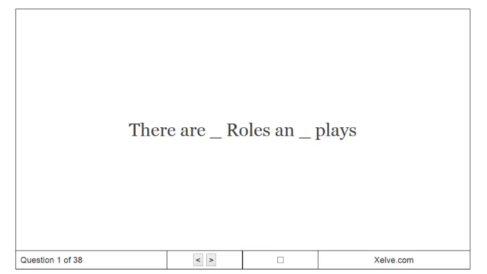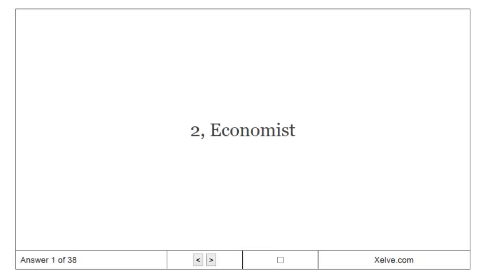There are 2 roles economists play. Economist role number 1: as a scientist. Economist role number 2: as a policy advisor.